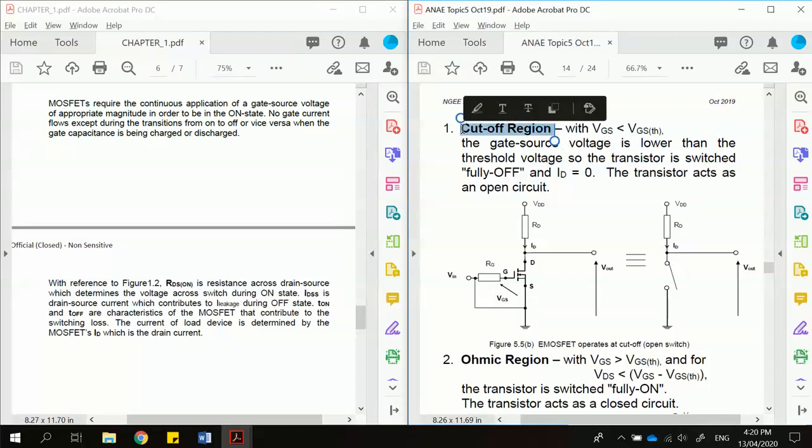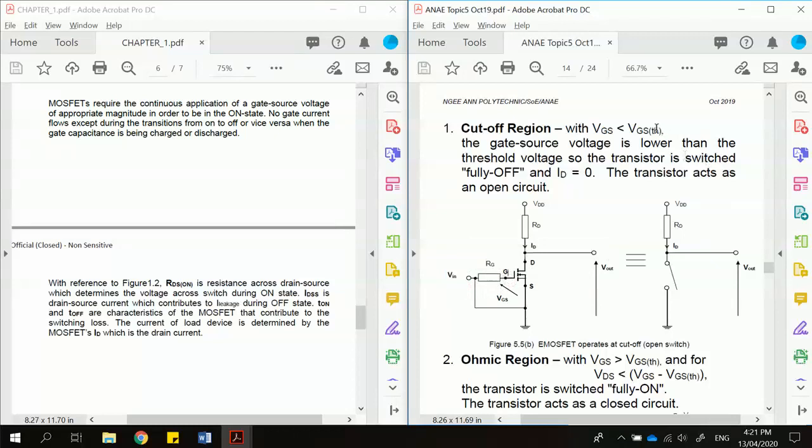Do get familiar with terms like that. When we talk about cutoff, it means the gate of the MOSFET has a very low voltage that is insufficient to turn on the MOSFET itself.